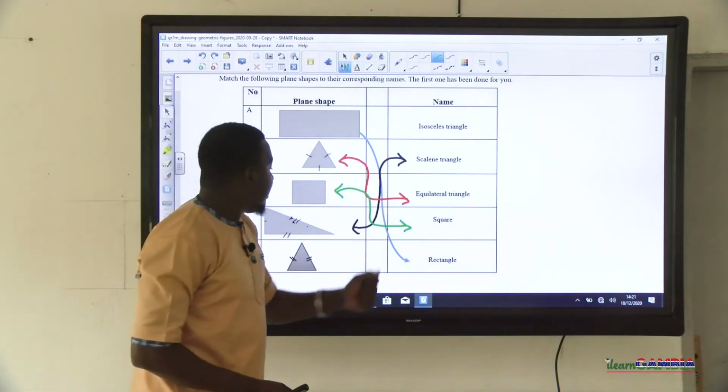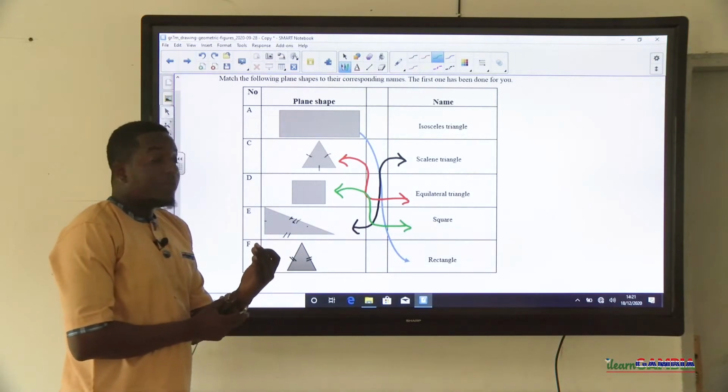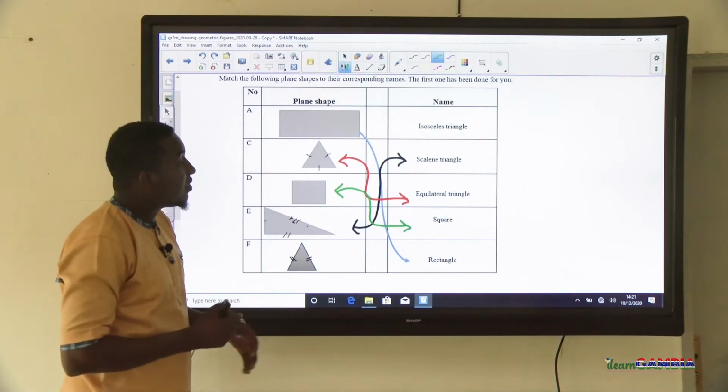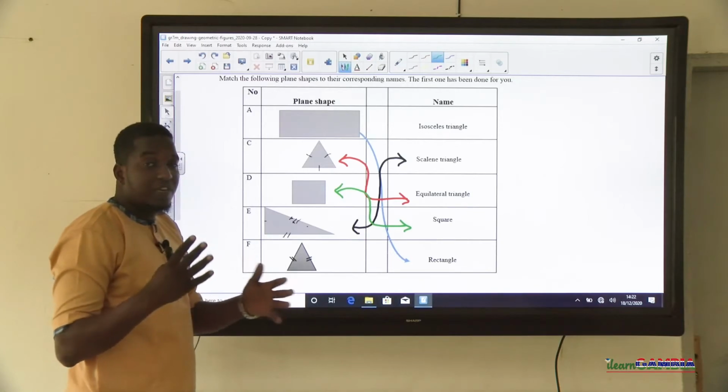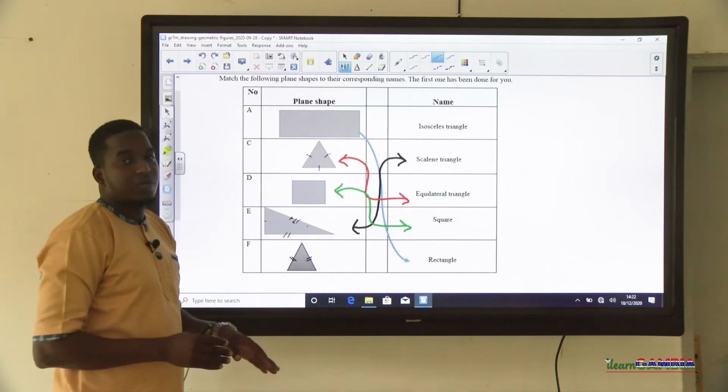What we have there is an isosceles triangle. And what did we say about isosceles triangles? We said isosceles triangles are triangles that have two of their sides equal, and the base angles of the equal sides are also equal.